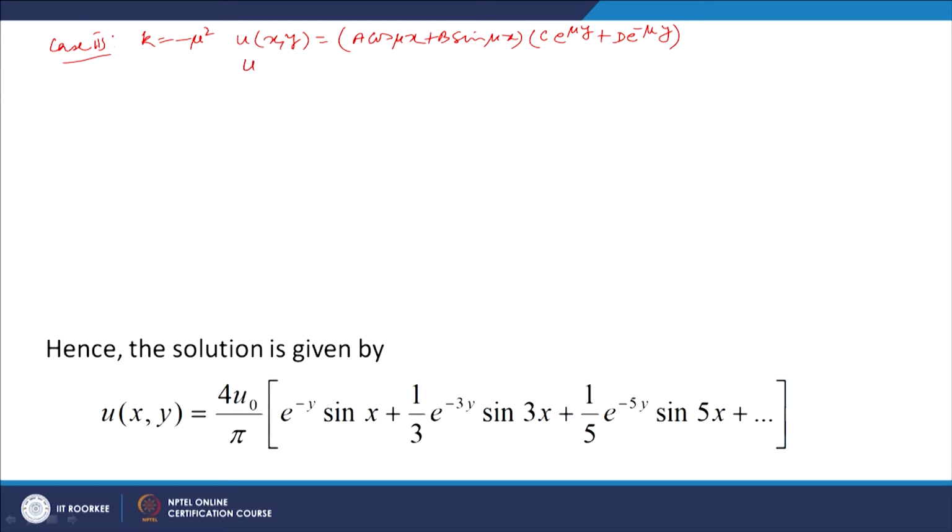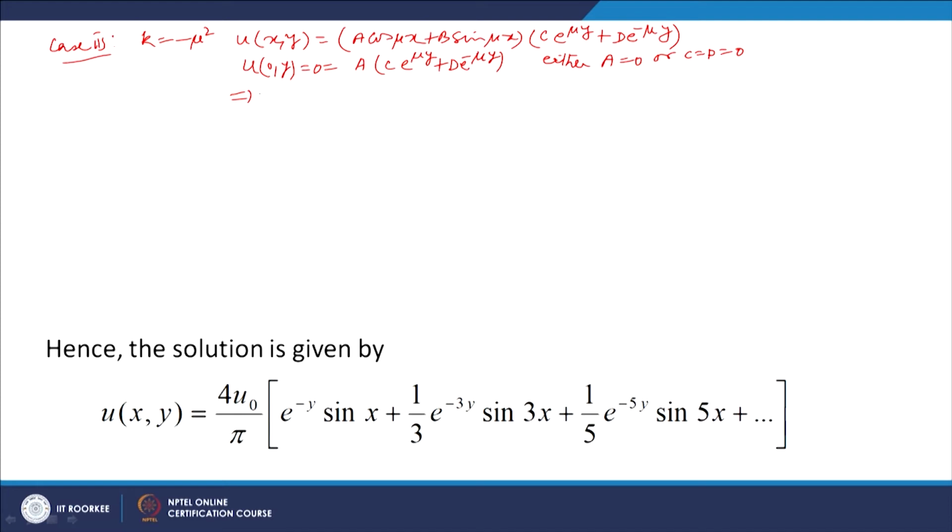Now, u(0,y), let us put x equal to 0, u(0,y) equal to 0 gives you a into 1, and then this term becomes 0, then (c e to the power mu y plus d e to the power minus mu y). So, this is 0 means either a is 0 or c equal to d equal to 0. C equal to d equal to 0 is not possible. So, a is equal to 0.